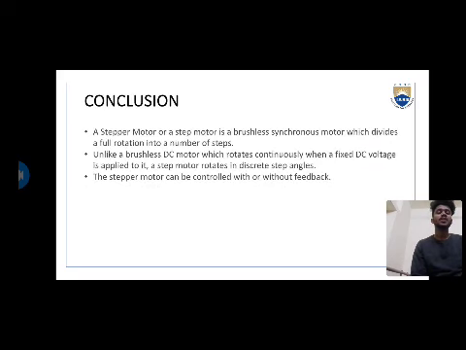Conclusion: a stepper motor or a step motor is a brushless synchronous motor which divides a full rotation into a number of steps. Unlike a brushless DC motor which rotates continuously when a fixed DC voltage is applied to it, a stepper motor rotates in discrete step angles. The stepper motor can be controlled with or without feedback.